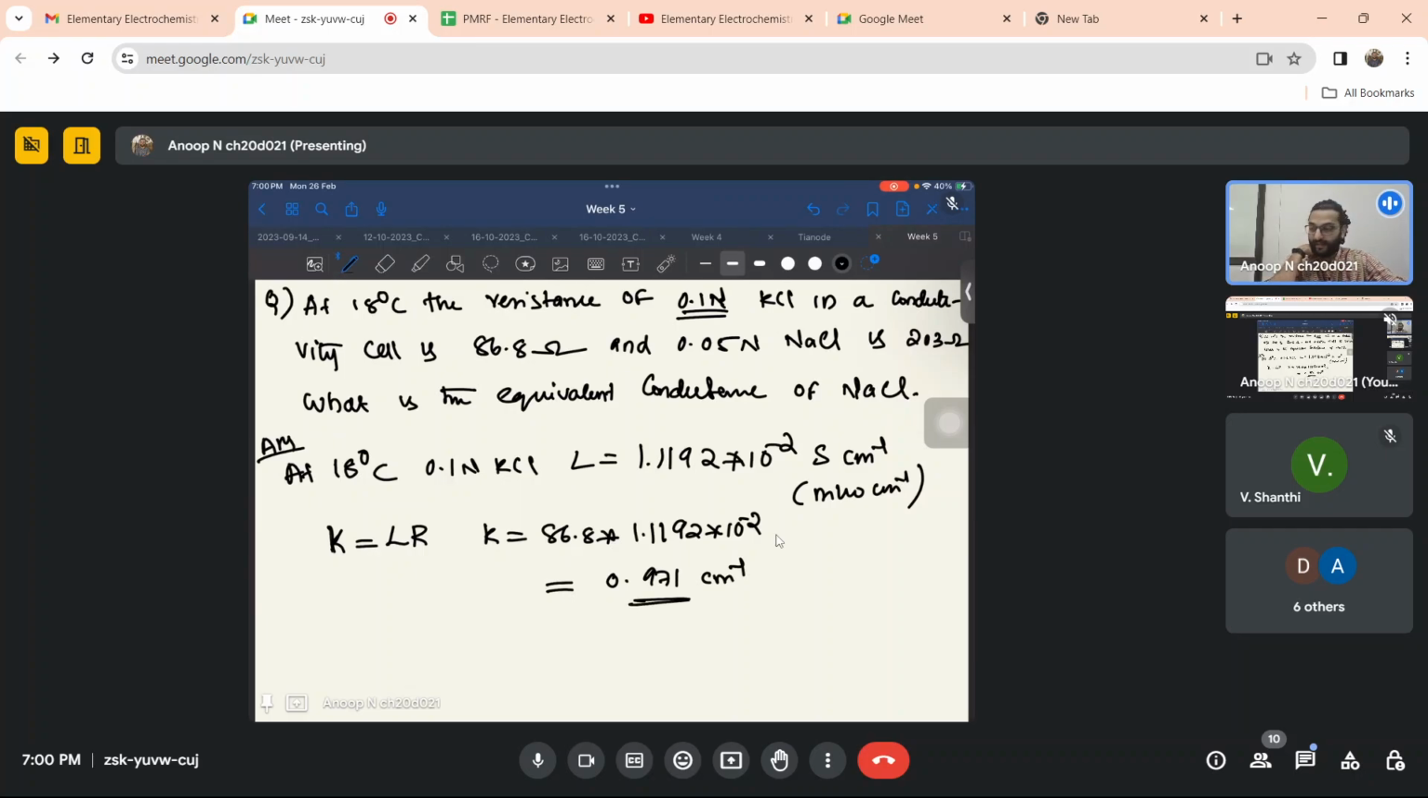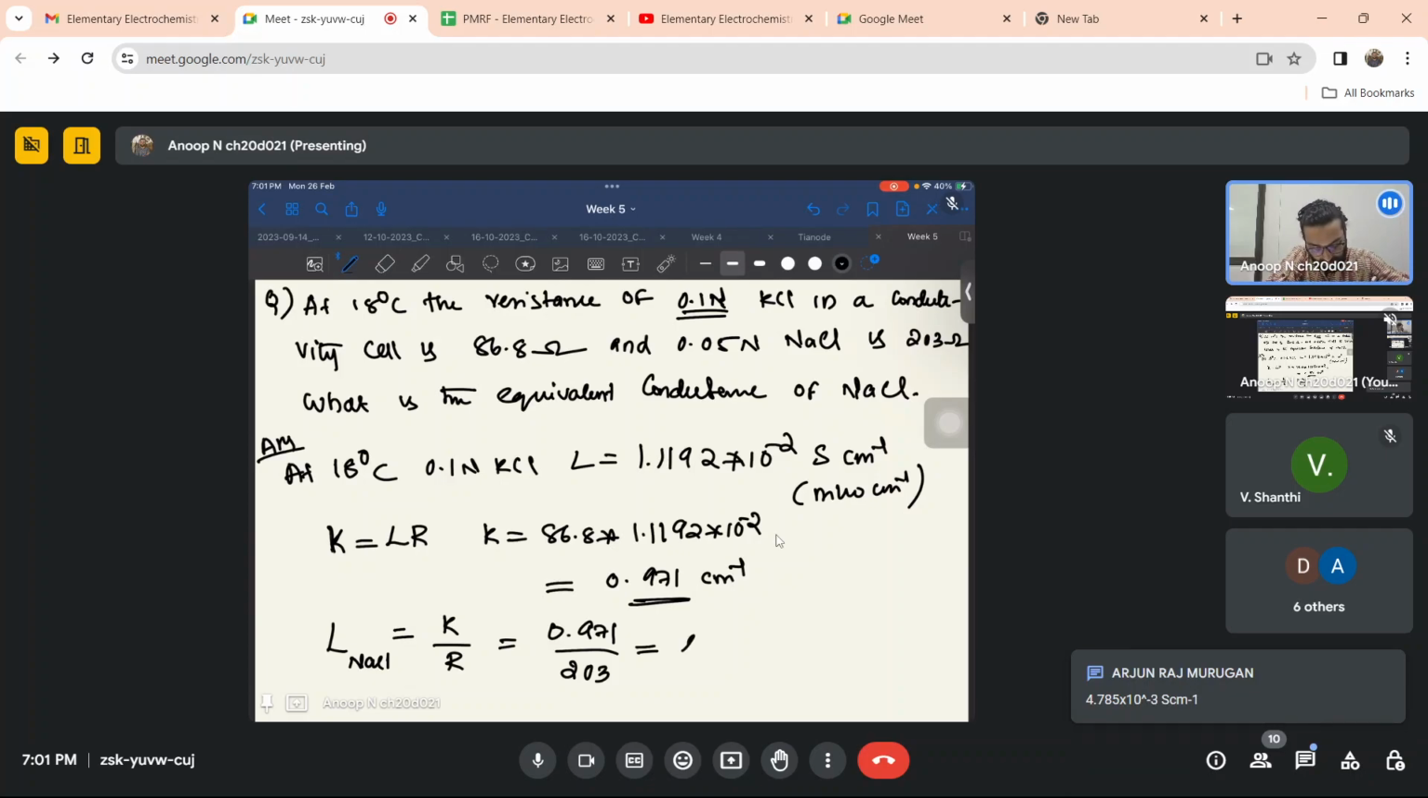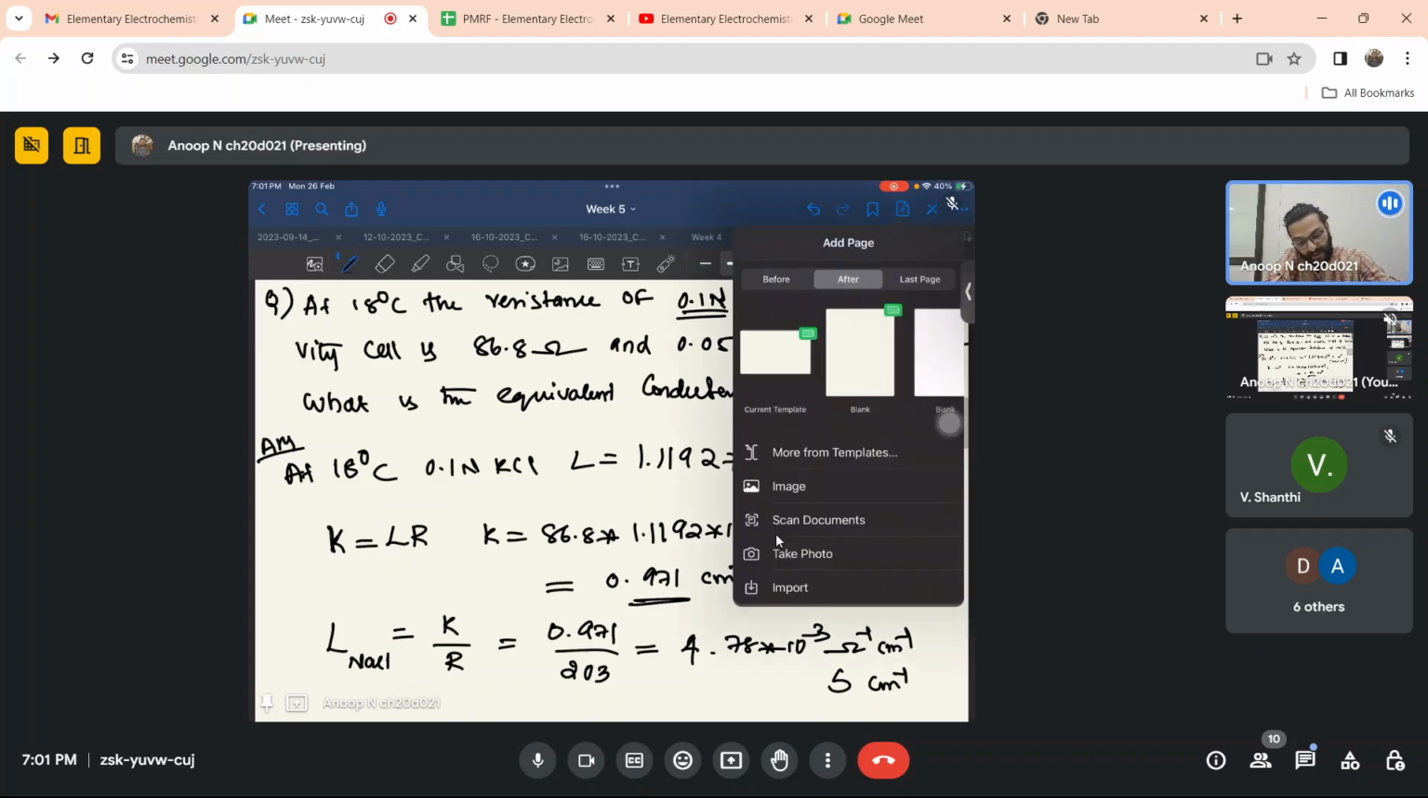For a particular cell, the cell constant won't vary. So how can we find the conductivity, or specific conductance, of NaCl? Again the same formula we will apply: L is equal to K by R, which is nothing but 0.971 divided by 203. So what will be the value? It is 4.78 into 10 raised to minus 3 ohm raised to minus 1 centimeter raised to minus 1, so it is Siemens centimeter raised to minus 1.